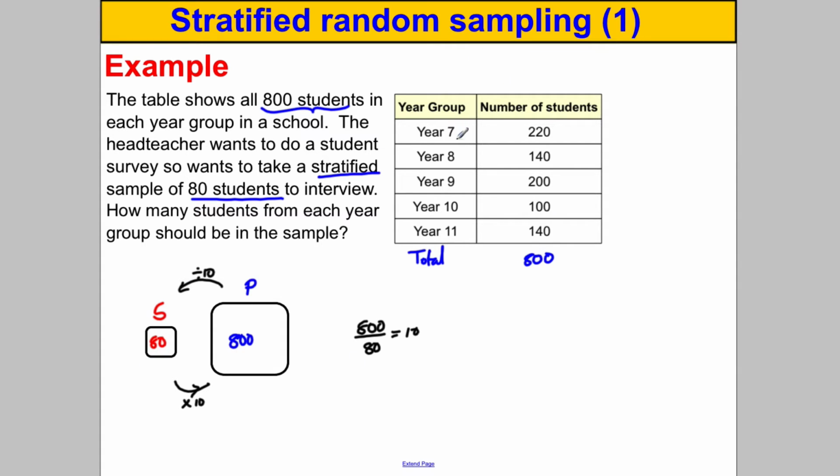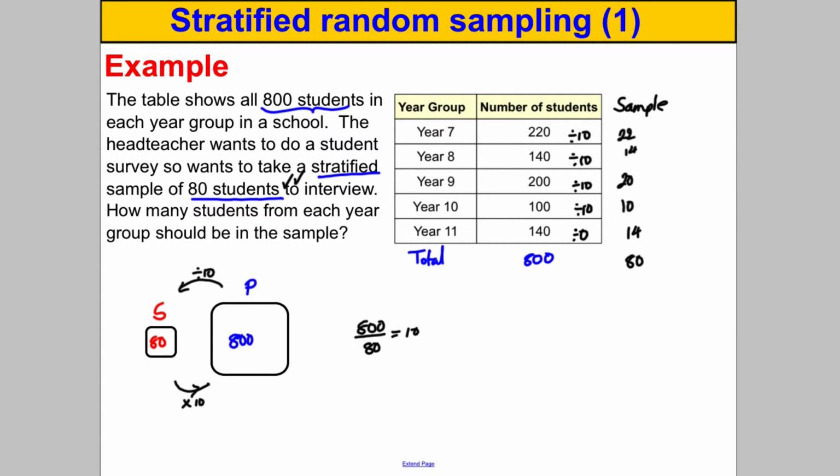So in this case, we've got the amounts in the population. If we want to know how many in each year group, we're going from the population to the sample. Each of these we just divide by 10. So if we divide each of these by 10, it will tell us how many should be in our sample of 80. So let's do that. That would be 22, 14, 20, 10, and 14. And that's our sample. And if you do add those up as a double check, 22 and 14 add to 36, then 56, 66 and 80. They total up to 80, which is the number you're looking for, and you're done.